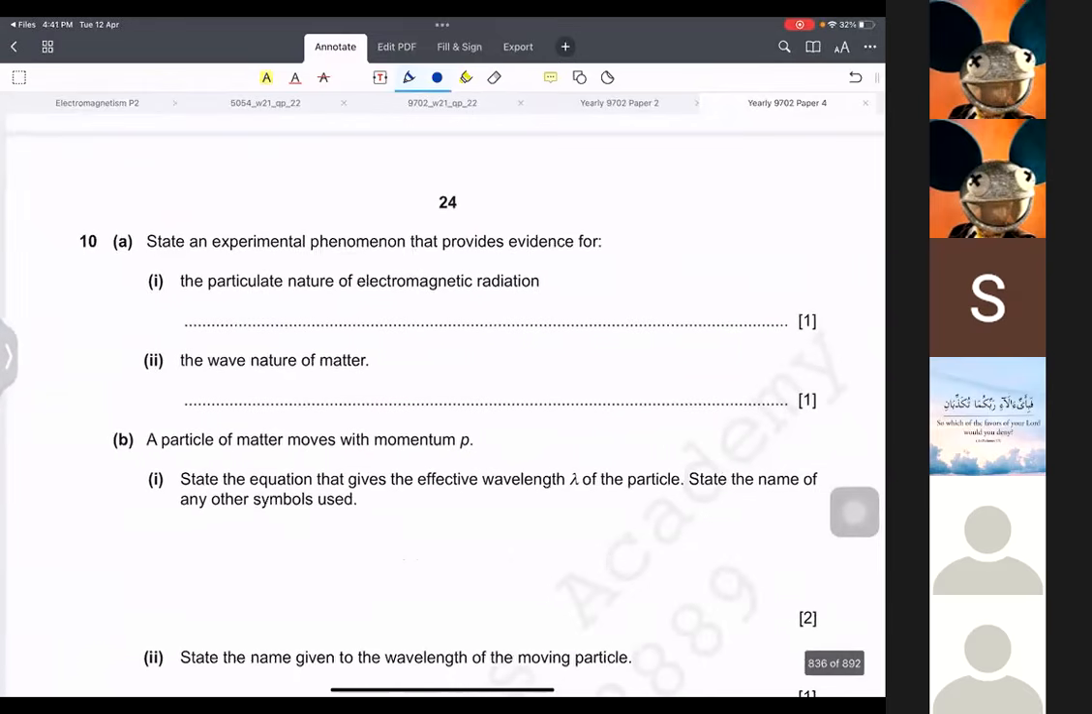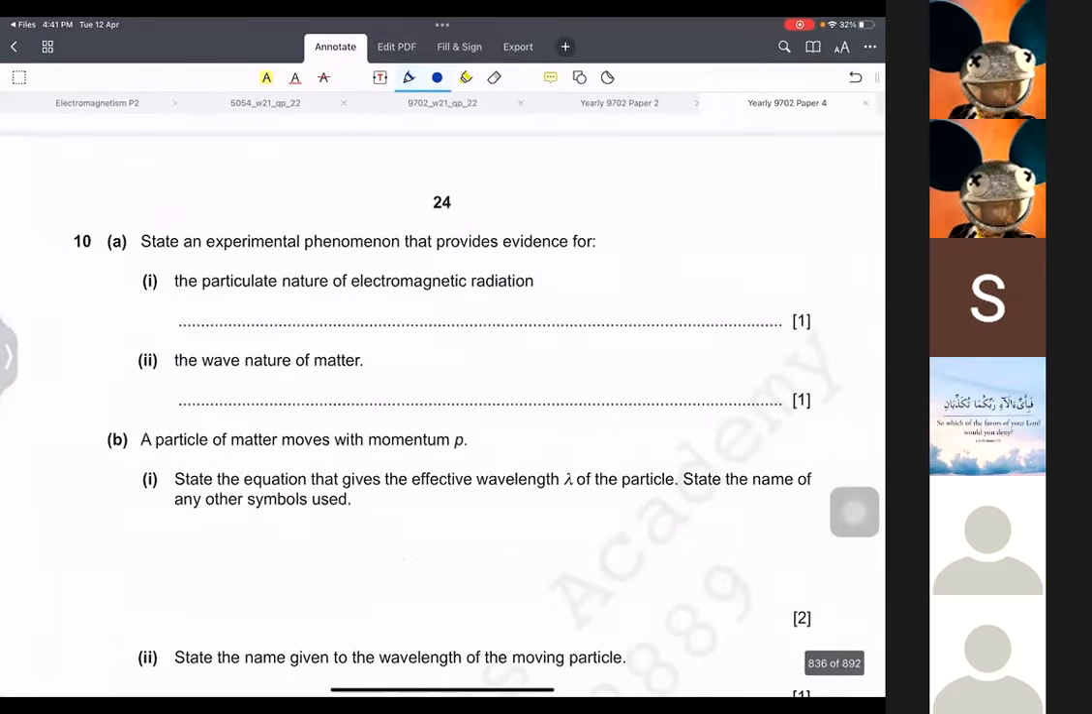Any questions? Please let me know. Then comes: state the experimental phenomena that provides evidence for the particulate nature of electromagnetic radiation. Photoelectric effect. The wave nature of matter. Electron diffraction. De Broglie wavelength.